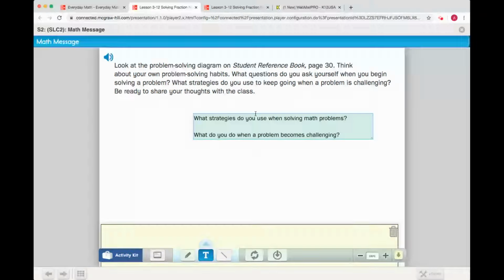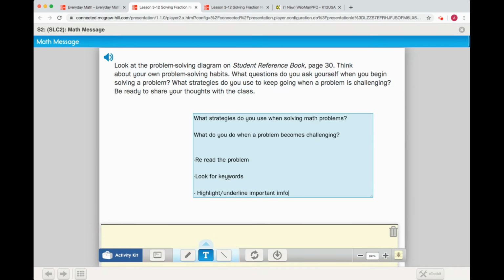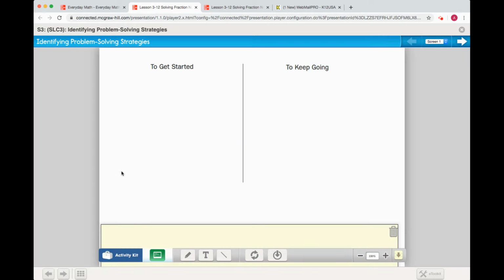In this lesson, we talked about number stories, okay? So some of them are a little difficult. So some strategies you can do, which are great, is reread the problem. Look for keywords, okay? Highlight or underline important information. Okay, you might have other strategies that you use that will be great that you can apply to this lesson. Okay, we're going to skip that.